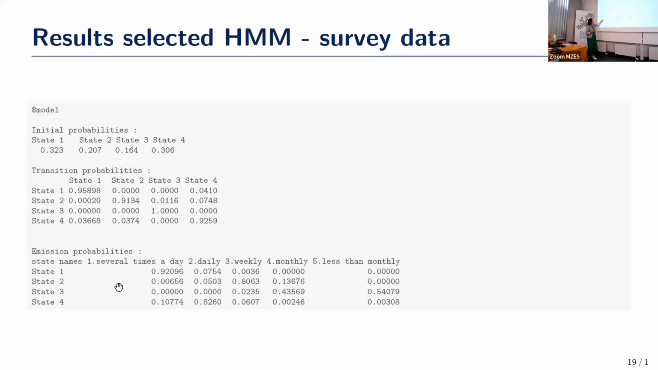So here we see, if we are in state 1, because it's conditional probability, given that we are in state 1, it's extremely probable that we will answer in the survey that we use Facebook several times a day. It's much less probable that we'll say daily, and there's almost no probability that we'll say anything else. So then I would label this state as frequent Facebook users, right? So this is how we make sense of the states, how we interpret them.